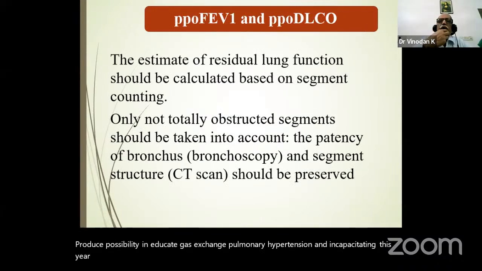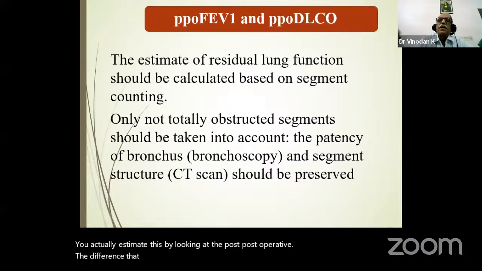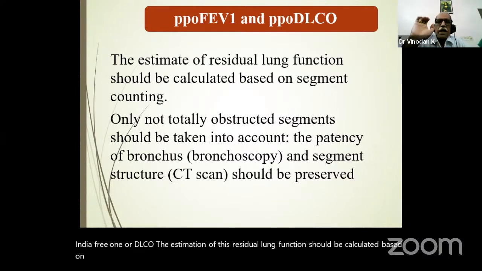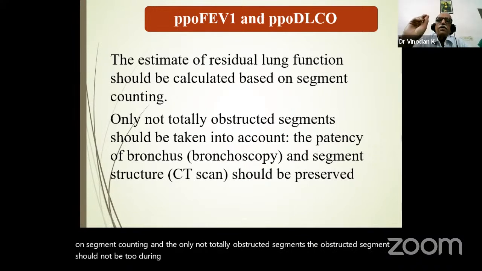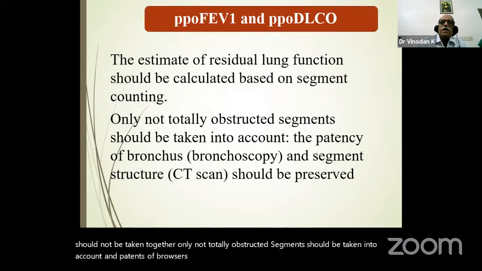So you actually estimate this by looking at the postoperative difference that happens in the FEV1 or DLCO. The estimation of this residual lung function should be calculated based on segment counting, and only the not totally obstructed segments should be taken into account. The obstructed segments should not be counted. Patency of the bronchus should be ascertained by bronchoscopy, and segment structure should be ascertained by CT scan.